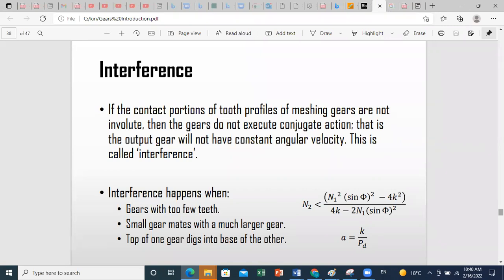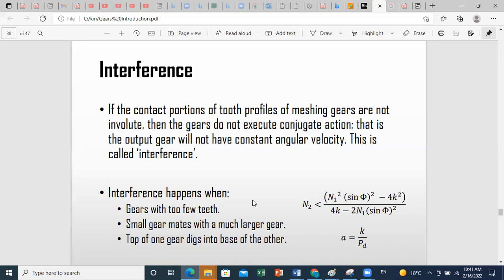Now, how can interference take place? If you have gears with too few teeth, then this will lead sometimes, if I lose contact between teeth, or if I have one gear that will dig into the base of the other, this will cause interference, okay, and this will lead to non-uniform operation of gears. So interference can take place whenever you have gears with too few teeth, or when you have a small gear mated with a much larger gear. So it's not recommended to have a match between a very small and a very large gear, because this will lead to interference, and we'll see together how we can avoid interference.